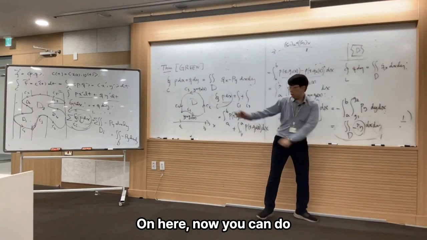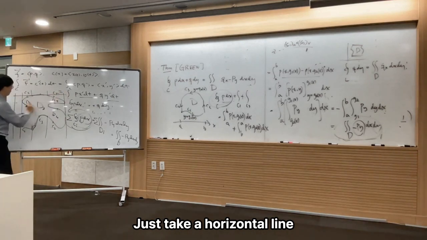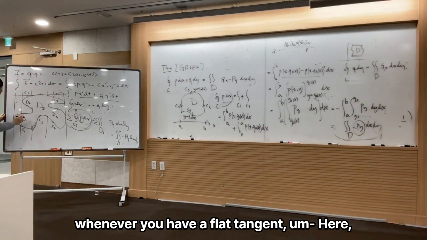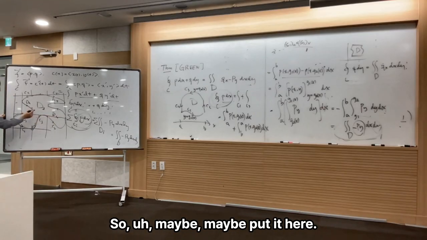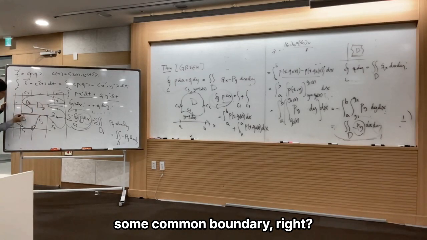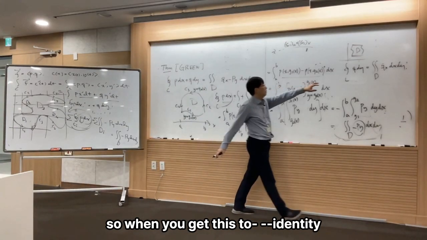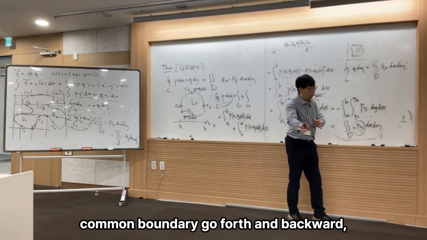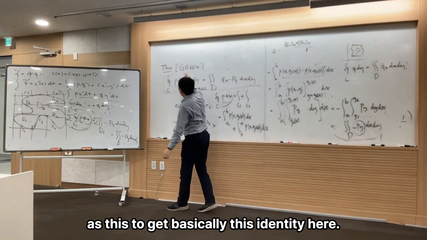Now you can do the same thing with a horizontal line. Just take a horizontal line whenever you have a flat tangent. Here we have here and maybe here. In that case, the same idea applies: there is some common boundary, but it cancels out on the left-hand side. So the common boundary goes forward and backward, cancels out, and it's actually the same as this, giving basically this identity here.